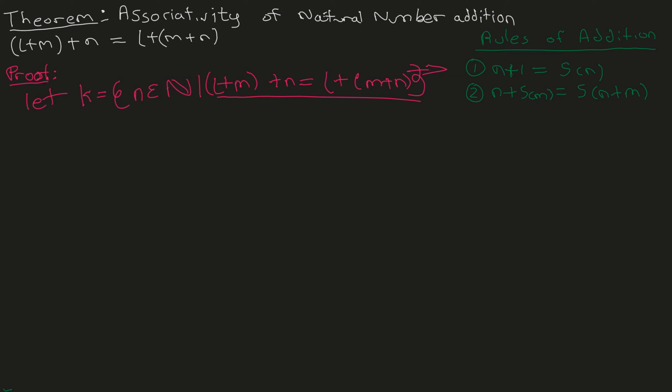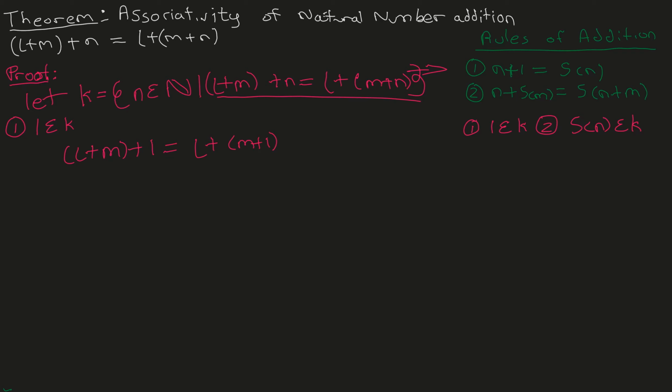If you remember from the previous video, from the fourth Peano axiom, any subset of the natural numbers should follow two properties. The first one is that 1 should be in K, and the second one is that the successor of n should also be in K if n is in K. So let's begin by proving the first property. We'll replace n with 1, so for 1 in K: (L + M) + 1 = L + (M + 1).